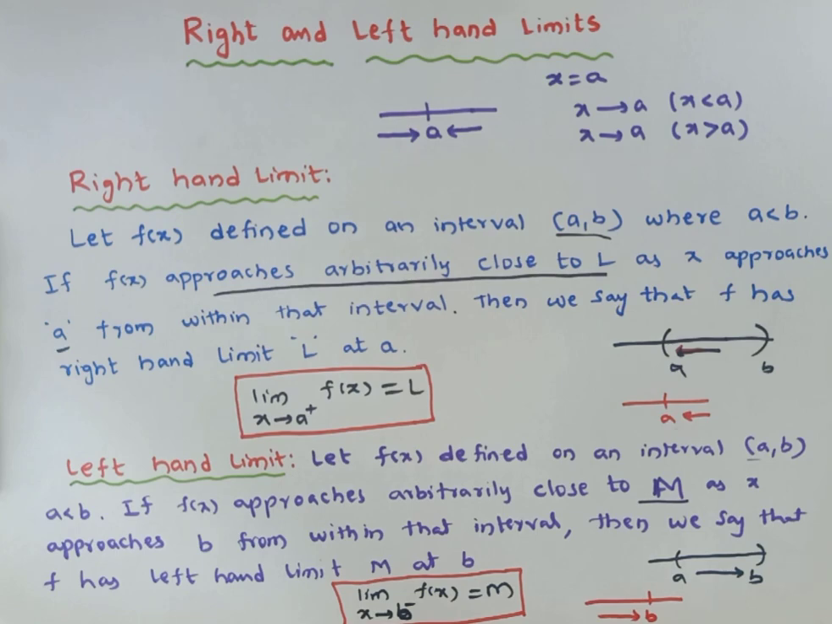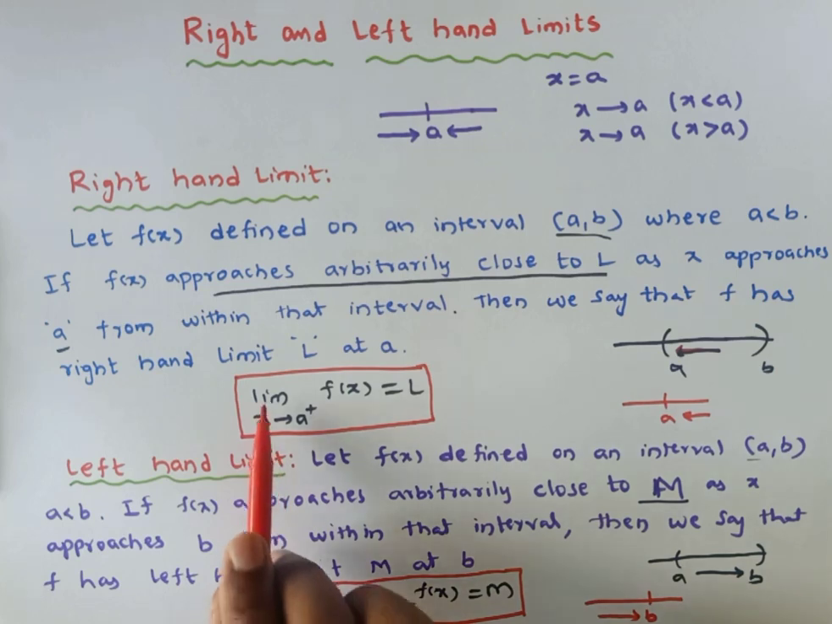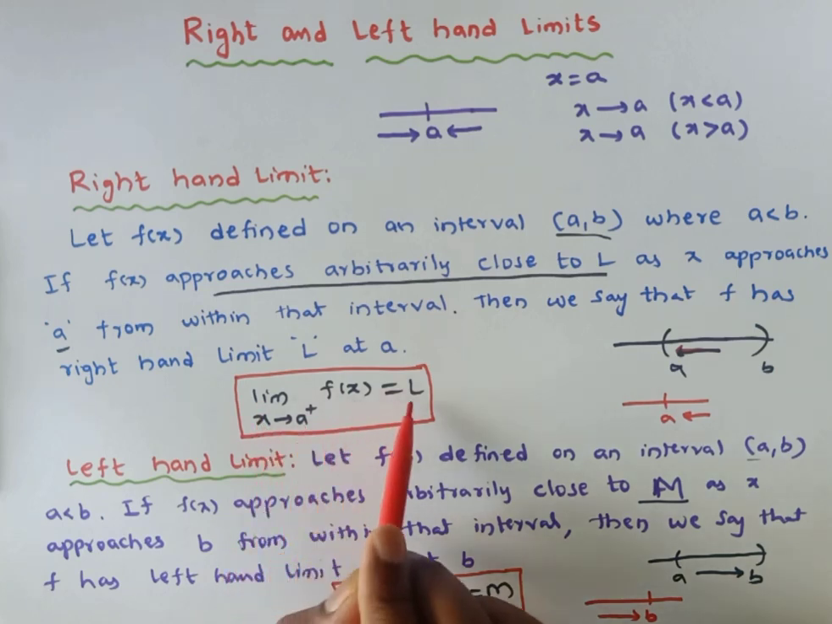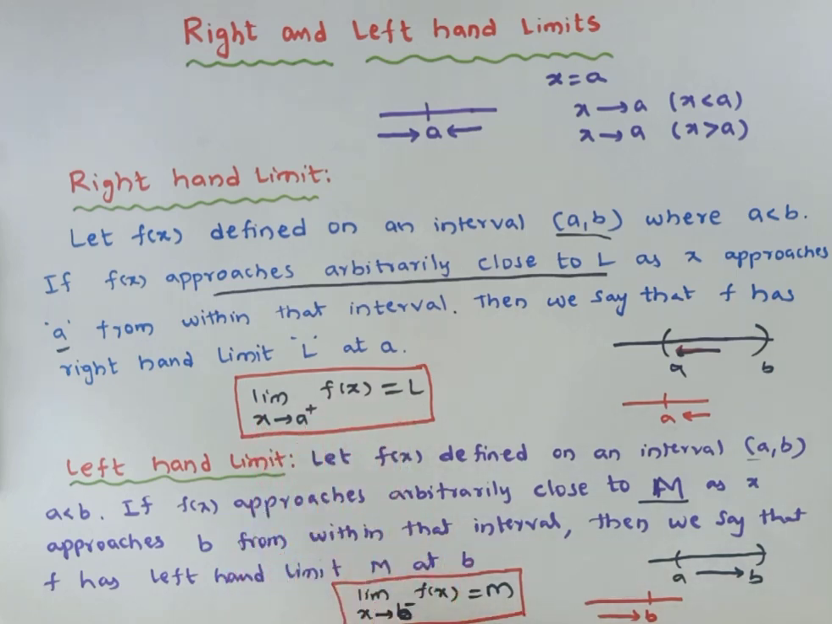So this is a one-sided limit, right hand limit and left hand limit. See once again, limit as x tends to a plus of f of x is L. Limit as x tends to b minus of f of x is M. The definition of limit is the same as it is. So the values of x approach from the left hand side or the right hand side. So that is the difference.